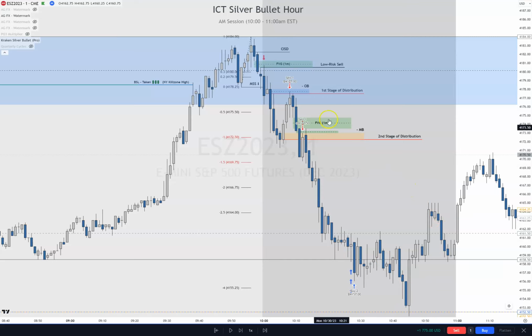Okay, so those are your 3 silver bullet entries during this hour. The second stage of distribution is your original silver bullet entry, but for the silver bullet hour time frame, these are the 3 trades you could have taken with a draw on liquidity of the New York kill zone.